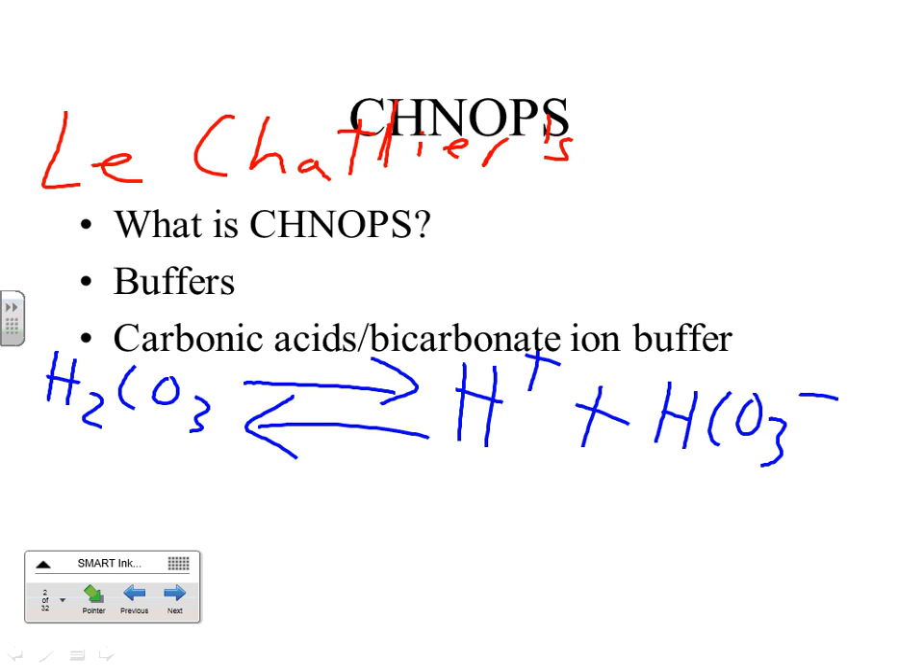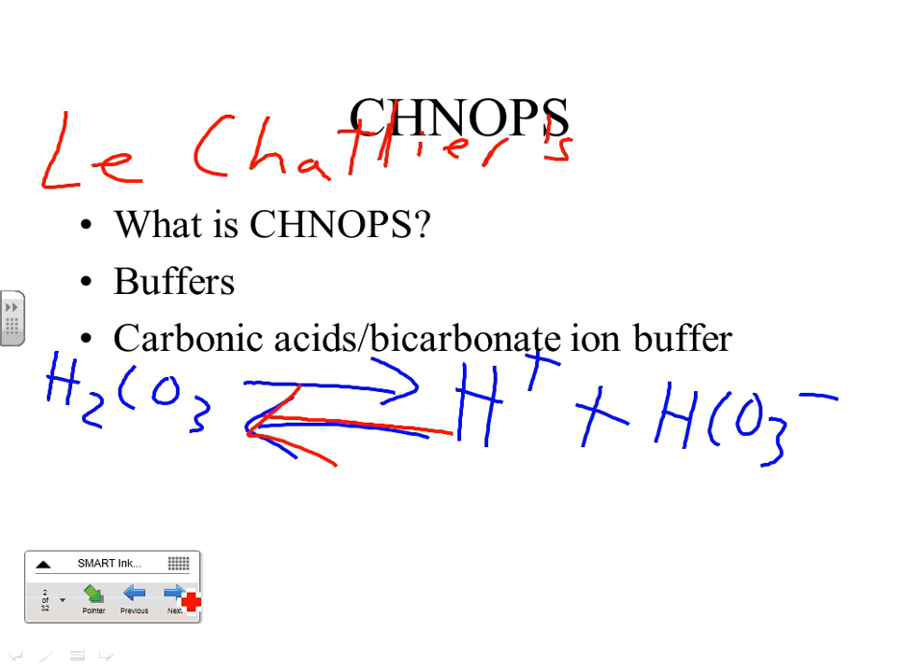What can it change about this way compared to this way? It can change the speed. If all of a sudden there's too much of this H plus in your body, it speeds up this reaction.